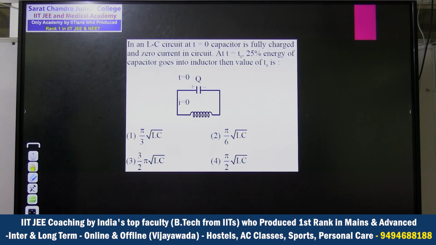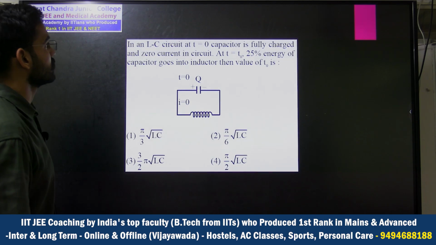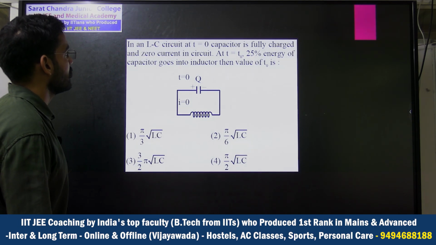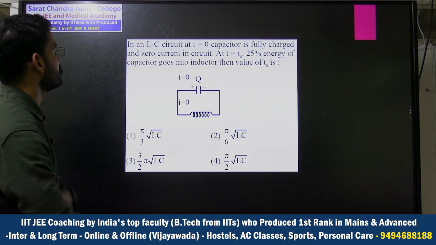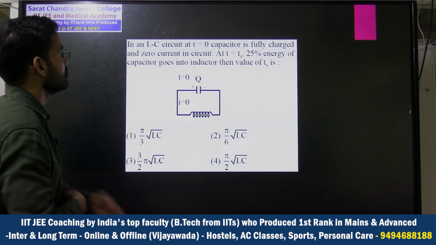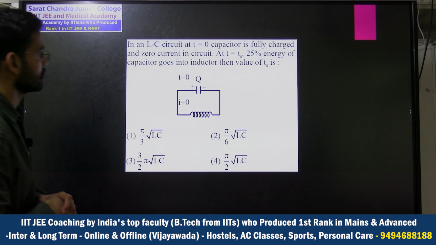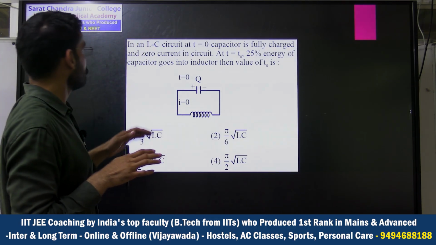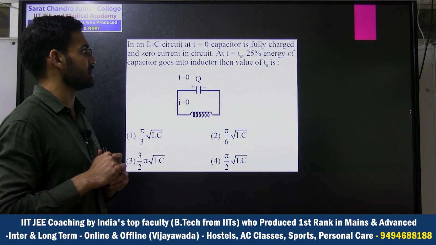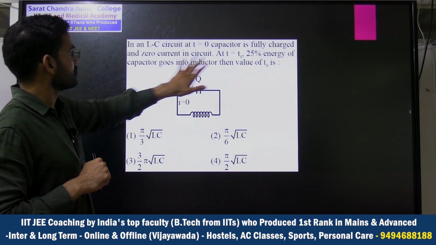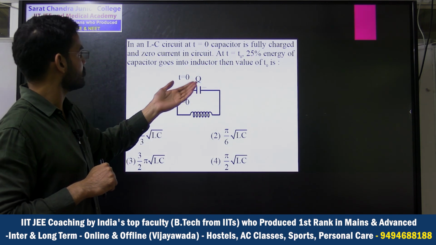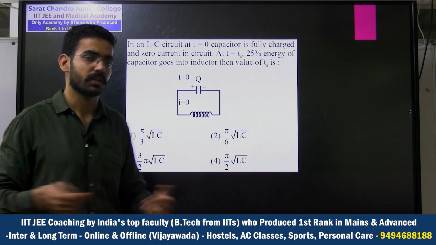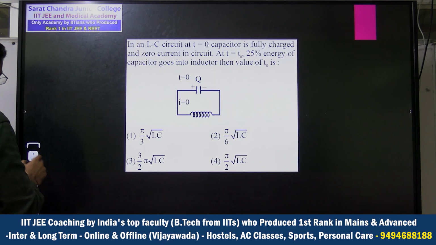Next, in an LC circuit at t equal to 0, the capacitor is fully charged and there is zero current in the circuit. At t equal to t naught, 25% of the energy of the capacitor goes into the inductor, then the value of t naught is? At t equal to 0, what is the condition given? That the capacitor is fully charged. And at t equal to t naught, 25% of the energy of the capacitor went into the inductor. So how much remaining? 75%. You can deal with it both ways. I will go with the capacitor only.